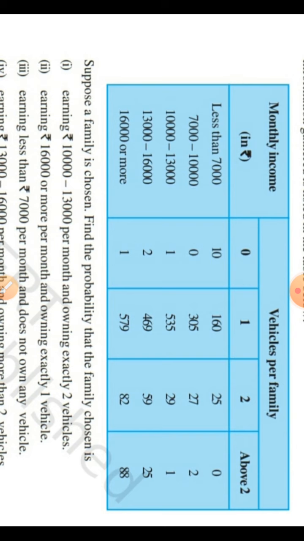Denominator is fixed. So you have to add 10 plus 0 plus 1 plus 2 plus 1 plus 160 plus 305 plus 535 plus 469 plus 579. Whatever total you get, it will be placed in the numerator. Denominator will be 2400. Why?